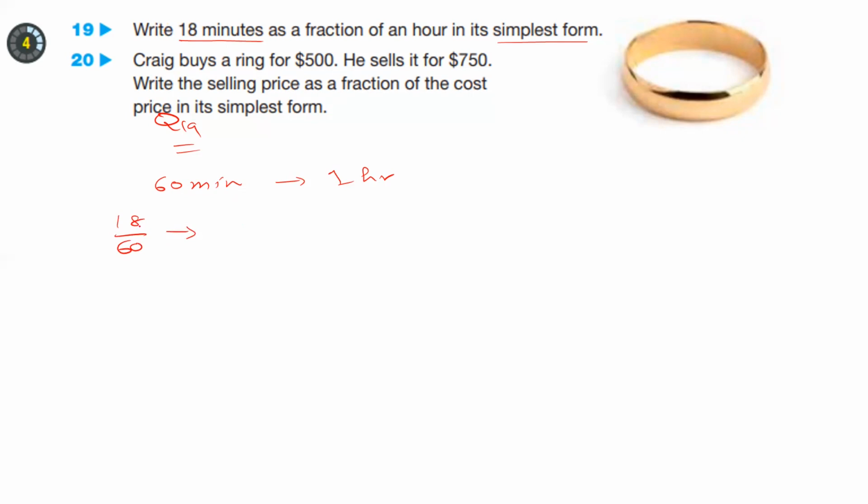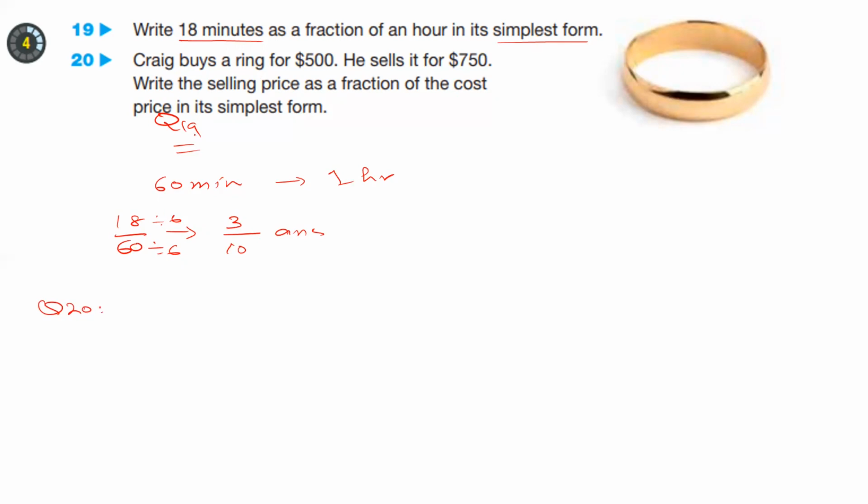So when we find its highest common factor, what should be the highest common factor of 18 and 60? So I find if I divide 18 by 6 and 60 by 6, I get here 3 upon 10, because 6 times 3 is 18, 6 times 10 is 60. So this is our answer because we got the fraction in the simplest form for question 19. Now we come to question 20.